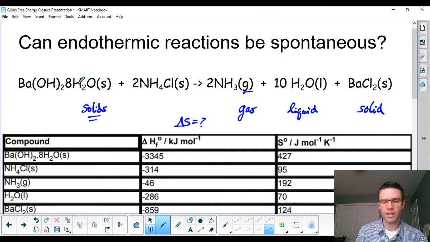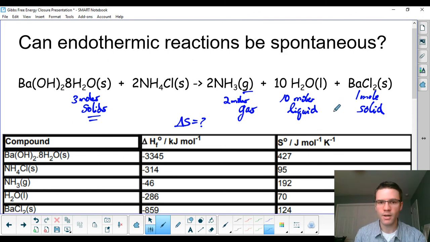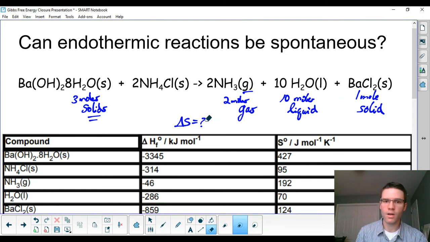And then if we look at the number of moles, on this side we have 1 mole plus 2 moles, we get 3 moles of solid. And on this side we have 2 moles of gas, 10 moles of liquid, and 1 mole of solid. So total moles, we go from 3 moles to 13 moles. So we're getting less organized by number of moles and by the states of matter. So we'd say we're getting less organized overall, and less organization means our entropy should increase. So this would be a positive value for our entropy.